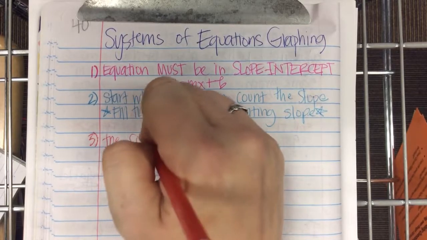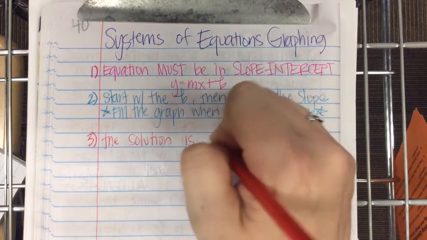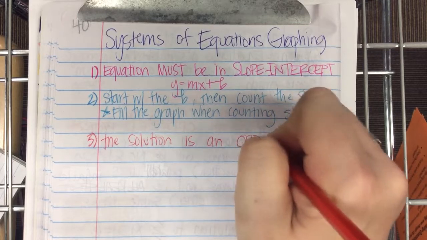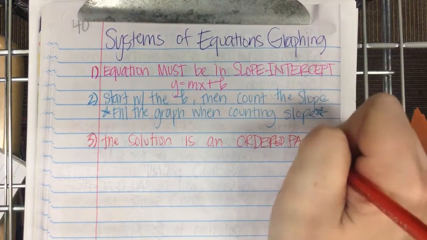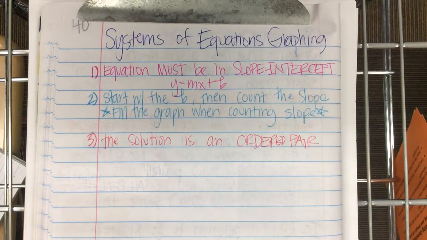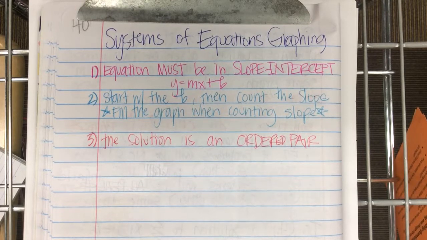The solution is an ordered pair. Your answer should be parentheses, x value, comma, y value, close parentheses. We still sometimes struggle with fractions versus ordered pairs. Slope is a fraction. Your ordered pair is a number, comma, a number.